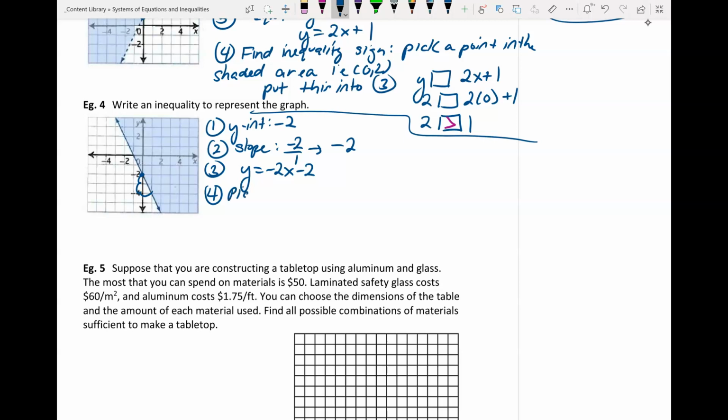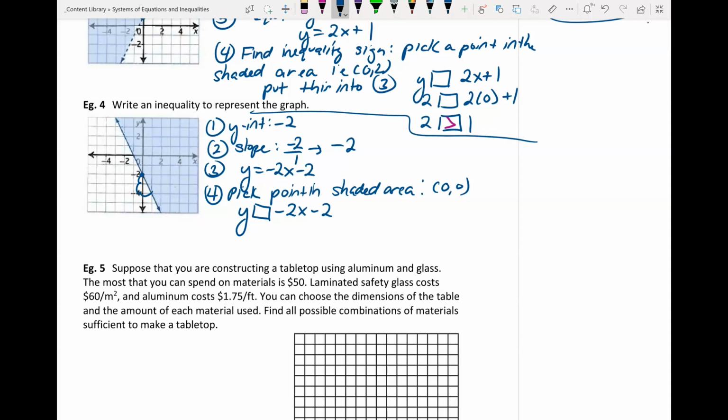Now we're going to pick a point in the shaded area. Let's just say (0, 0) because that's in our shaded area. Now we're going to find that inequality. I just took the equation we had earlier, but instead of an equal sign, I put a box in there because I'm going to fill it out with the correct inequality sign.